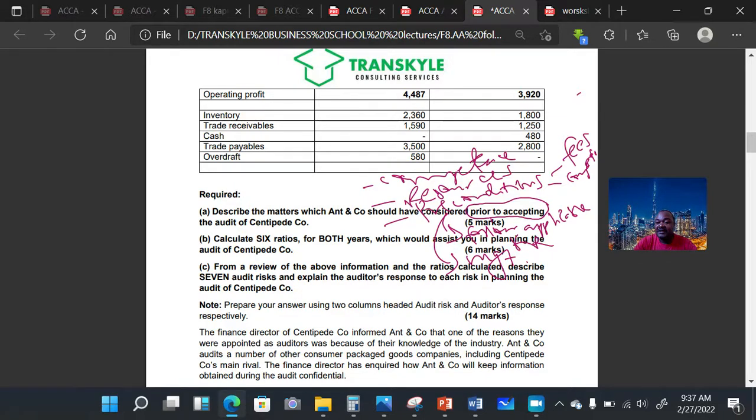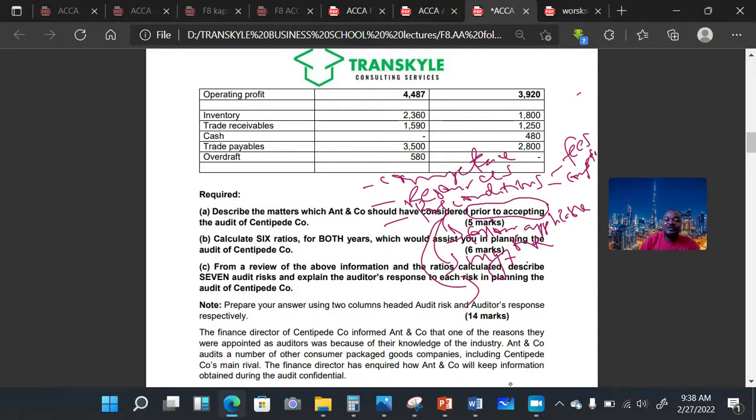Are we together? Now, the last thing on this precondition is that management is going to provide the auditor with all the necessary information he needs. Those are the preconditions for an audit to take place. Otherwise, if they are not there, then the audit should not be accepted. Are we together, ladies and gentlemen?